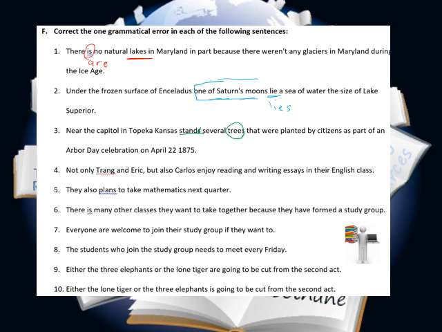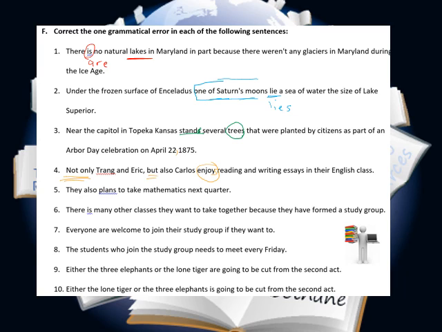There's another mistake in the sentence. Oh, yes, you're right. Thank you. Go ahead, Sala. Not only Trang and Eric, but also Carlos enjoy reading and writing essays in their English class. It's enjoy becomes enjoys. Why? Because we use not only, so we're only talking about one person. Very good.